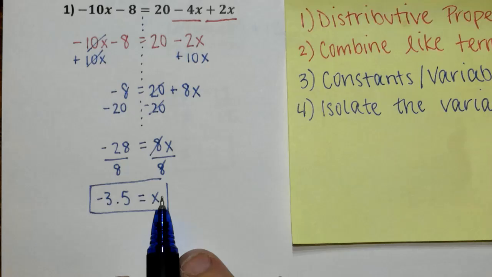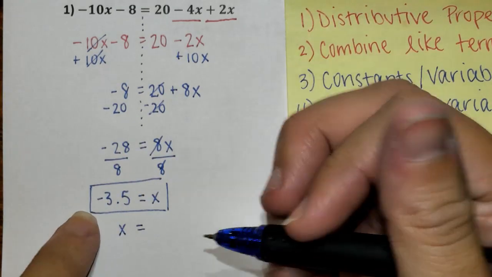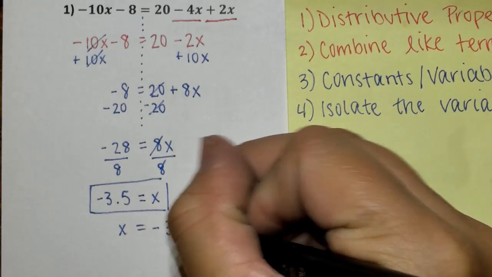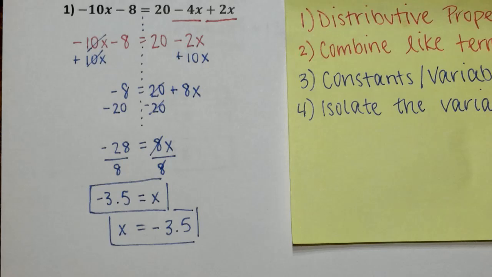And remember, once you get to the very end of the problem, that is when you can flip it around. So instead of negative 3.5 equals x, I could write it this way. Either way works. Wait till you get to the very end of the problem, though.